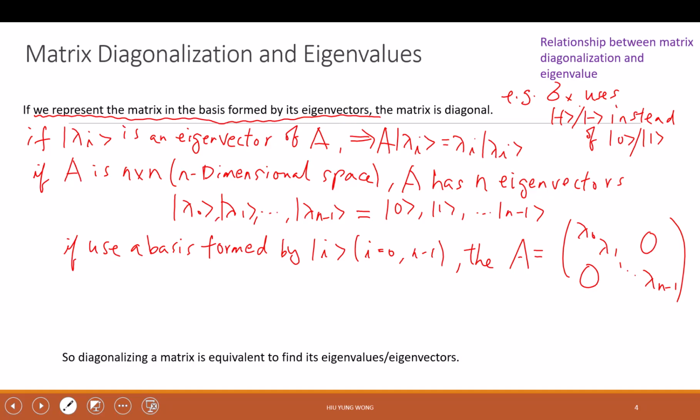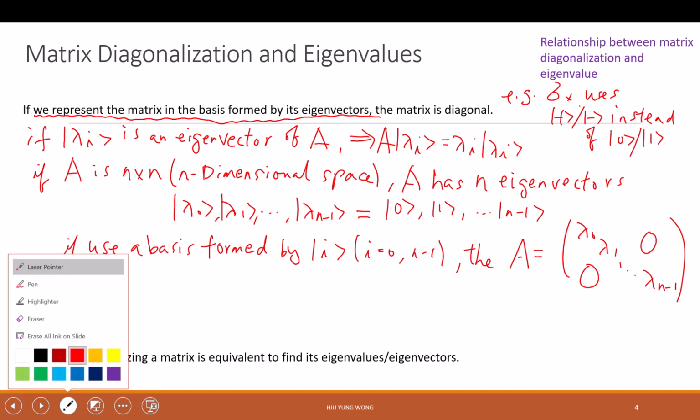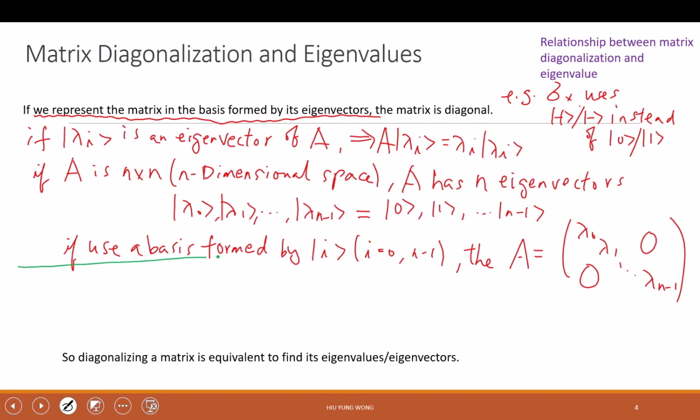Okay, yeah, question? Should lambda be a constant multiple? Constant multiple? Because you say that A times the vector is equal to some constant times the vector. Yes.